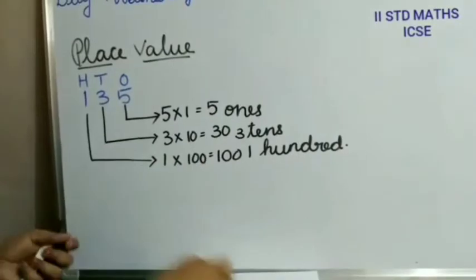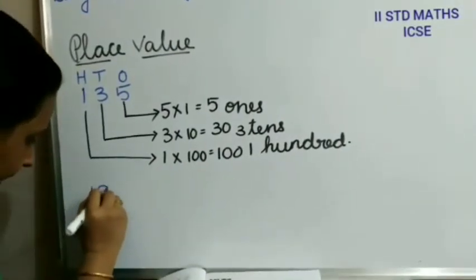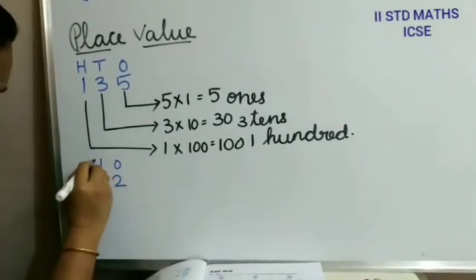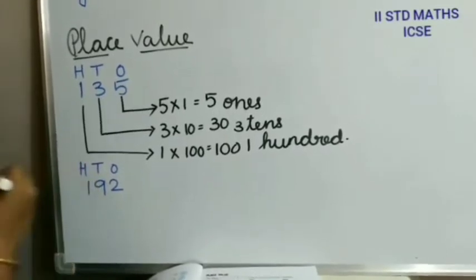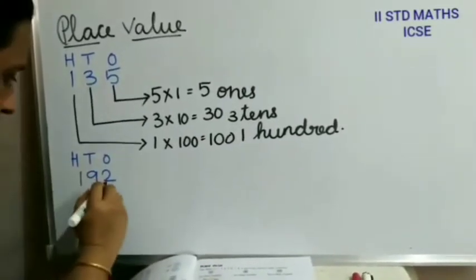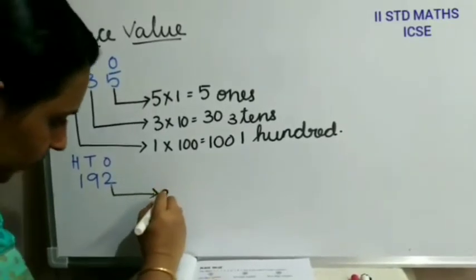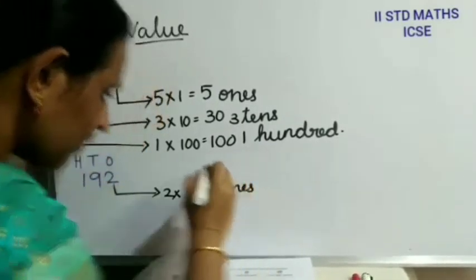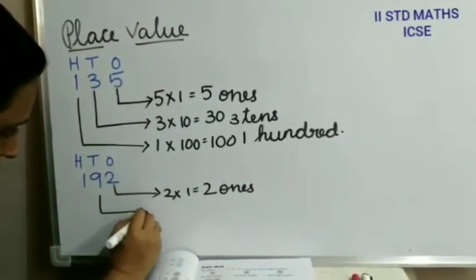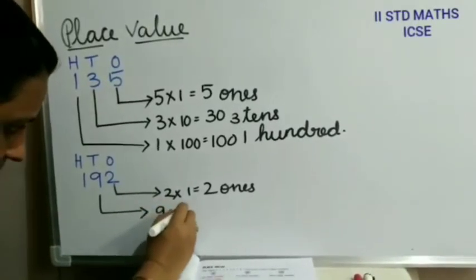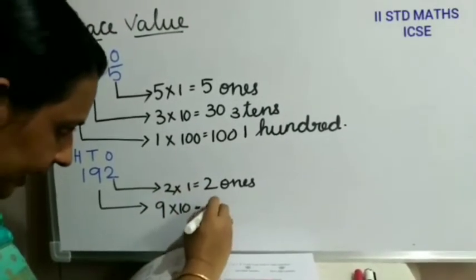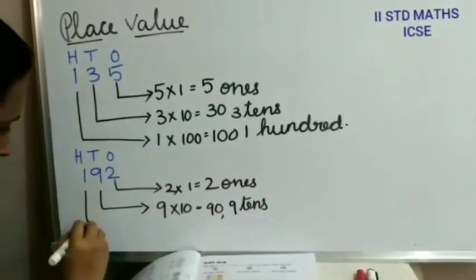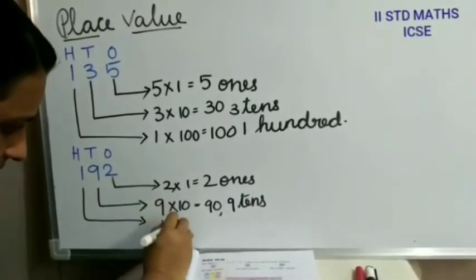Then one more example, children. 192. 2 in the ones position, 9 in the tens position and 1 in the hundreds position. So how will we write, children? How many ones are there? There are 2 into 1, that is 2 ones. Okay, how many tens? There are 9 tens. 9 into 10 is equal to 90. Then how many hundreds? There is only 1, that is 100.